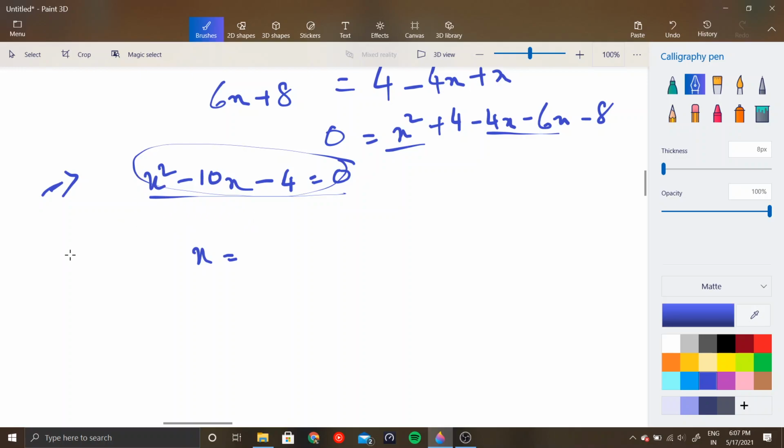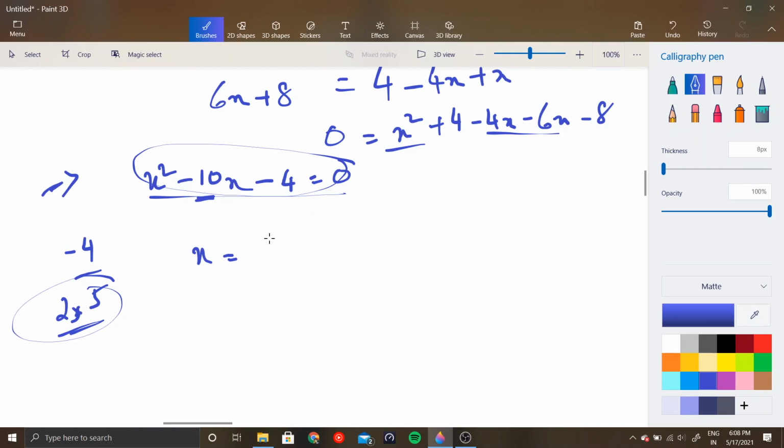So here, basically, minus 4 is the product, right? And you need to factorize 10. Factorizing 10, you will have 2 and 5. So is it possible to factorize using this? No, right? So then you will use Sridharacharya.